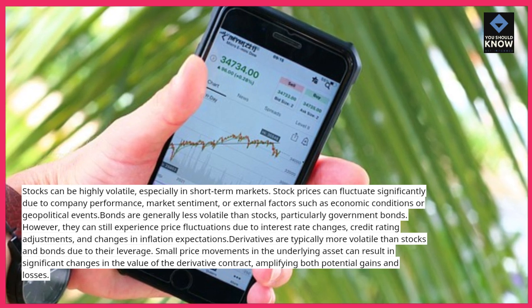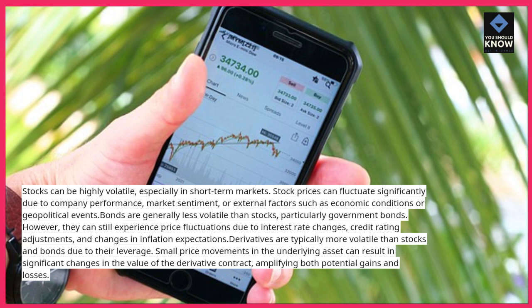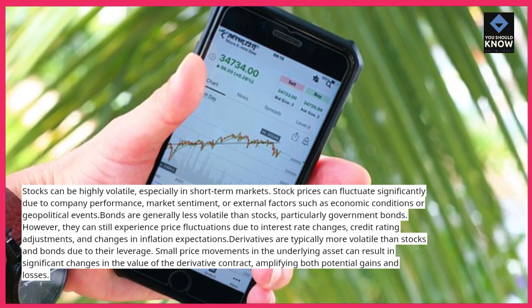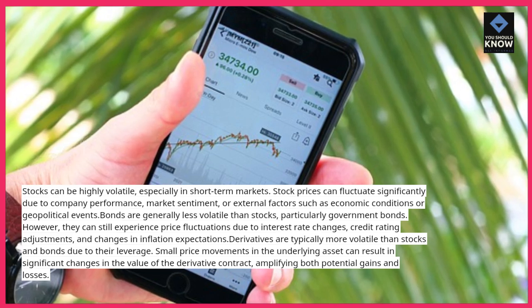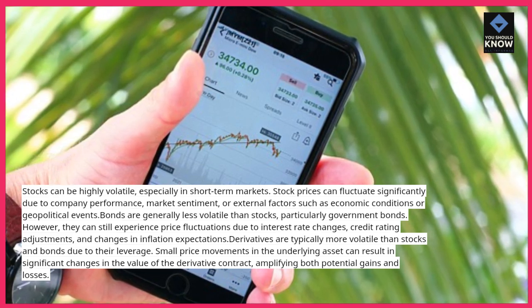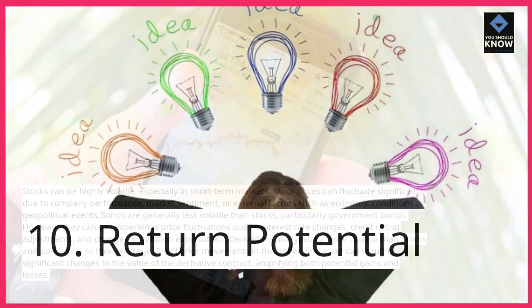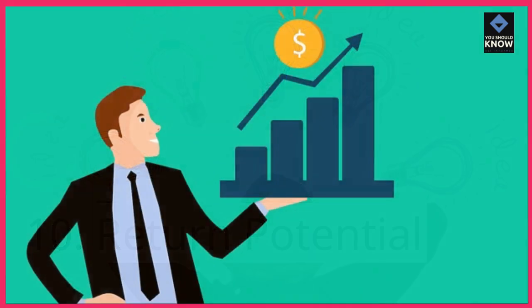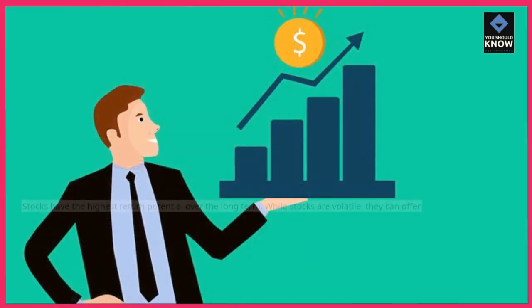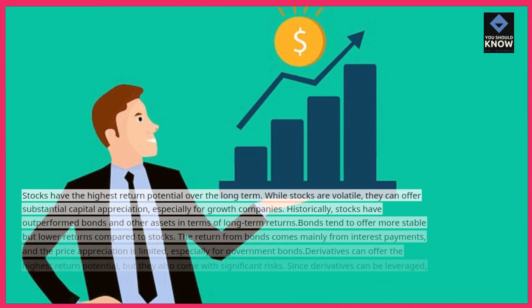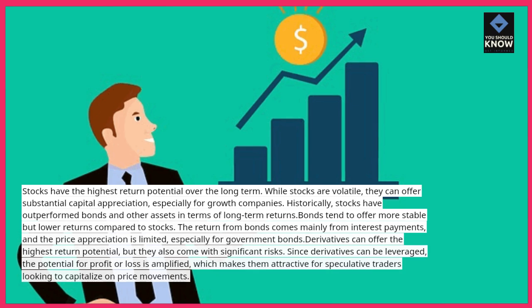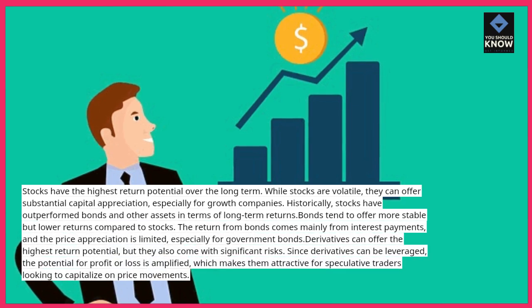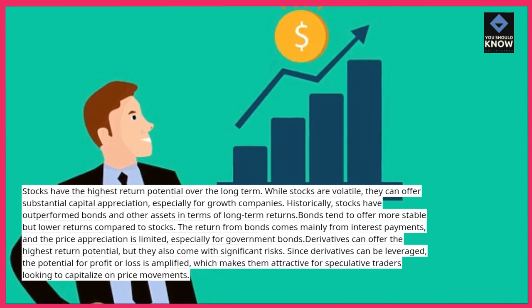Derivatives are typically more volatile than stocks and bonds due to their leverage. Small price movements in the underlying asset can result in significant changes in the value of the derivative contract, amplifying both potential gains and losses. 10. Return potential. Stocks have the highest return potential over the long term. While stocks are volatile, they can offer substantial capital appreciation, especially for growth companies. Historically, stocks have outperformed bonds and other assets in terms of long-term returns.